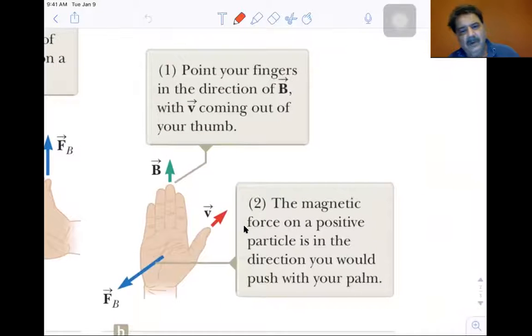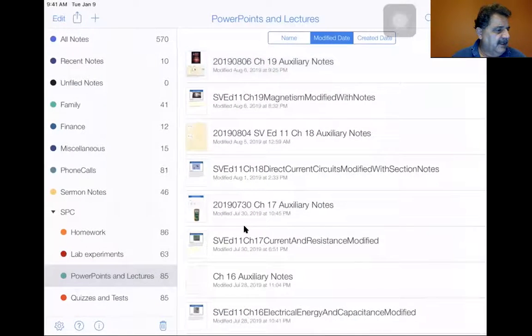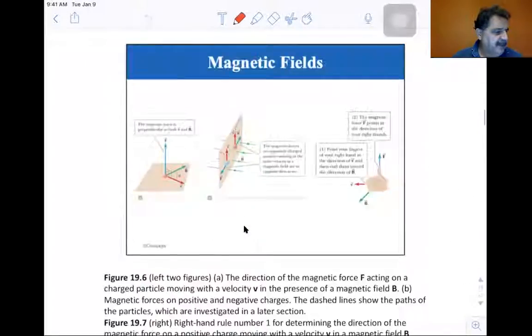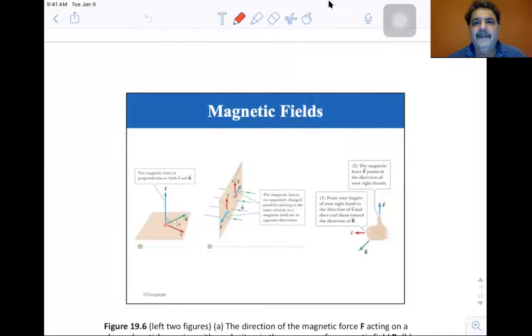We'll stick with this one, and I'll post these auxiliary notes at the end of the module. Okay, I think that does it for this section.